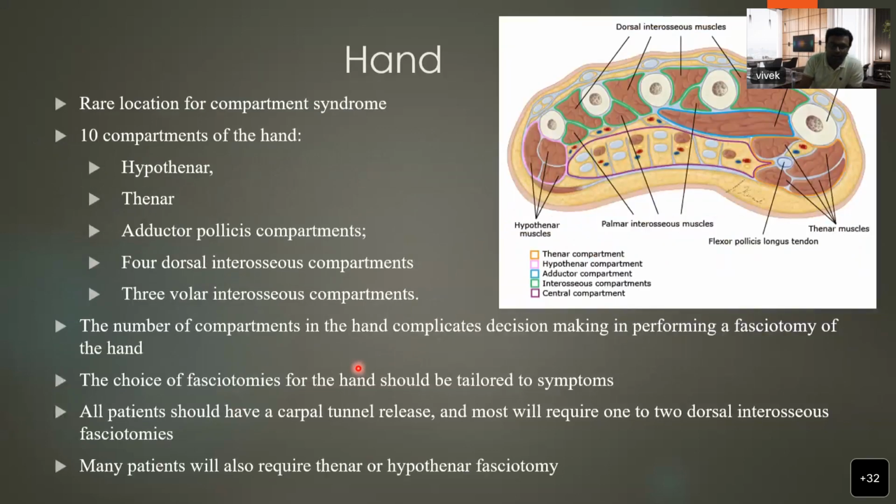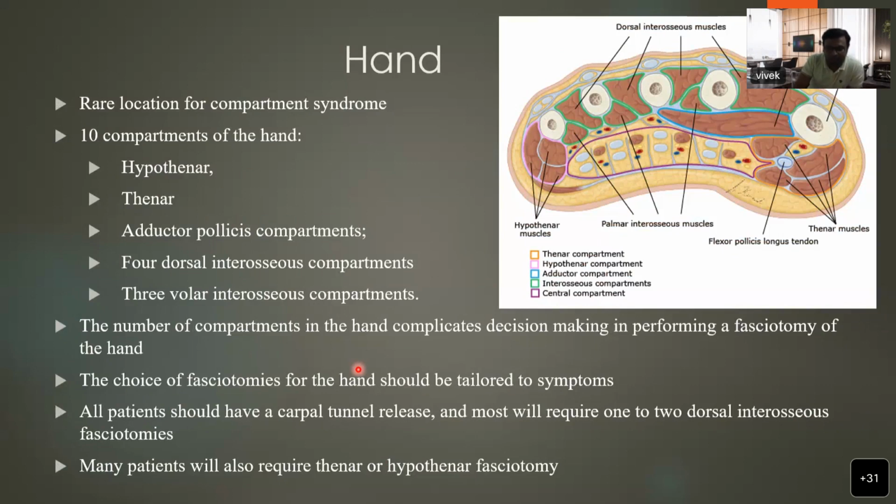The hand is not a common presentation for compartment syndrome, and there are 10 compartments in the hand, namely the hypothenar, thenar, adductor pollicis, four dorsal interosseous, and three volar interosseous compartments. Because of these 10 compartments, decision making in performing fasciotomy in the hand is complicated. The choice of fasciotomy should be tailored according to the symptoms and to the particular compartment which needs treatment.